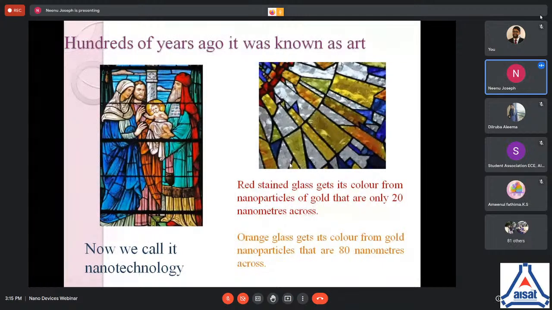For example, red stained glass gets its color from nanoparticles of gold that are only 20 nanometers across. And coming to orange, the size of the gold particle is 80 nanometers. According to the size of the particle, the color also changes.